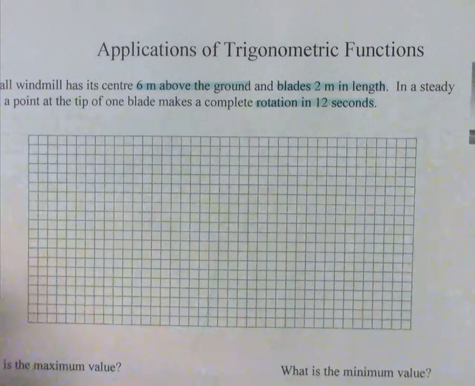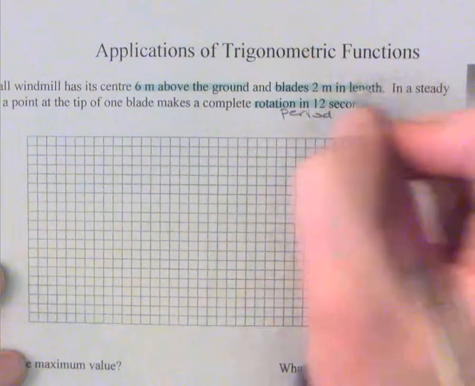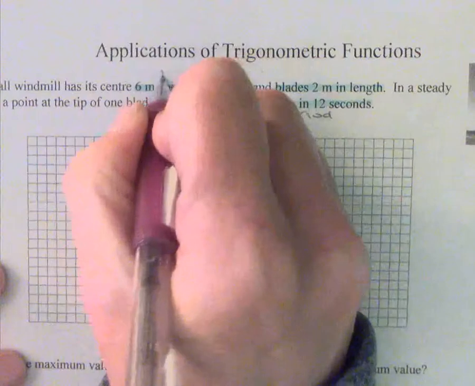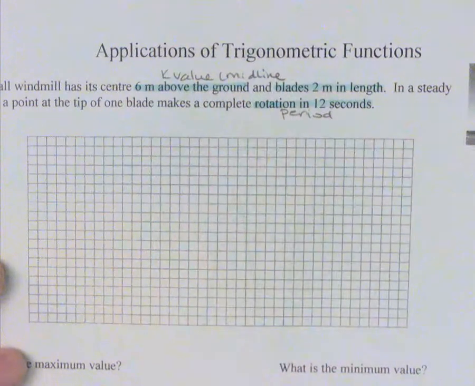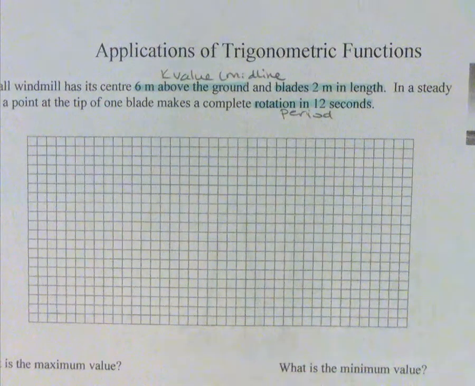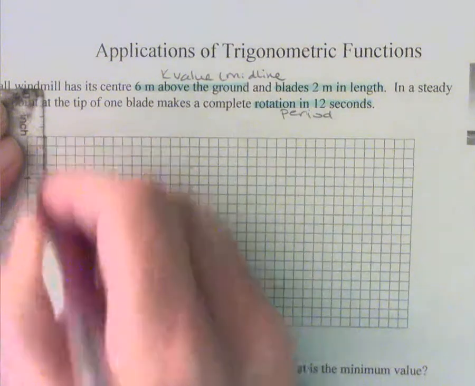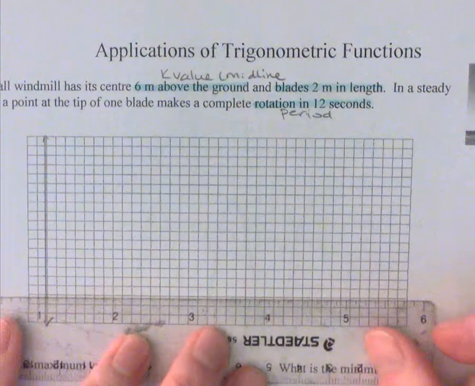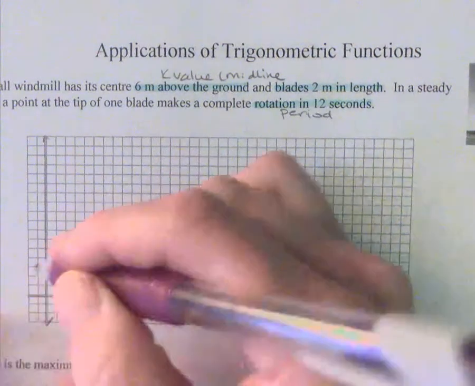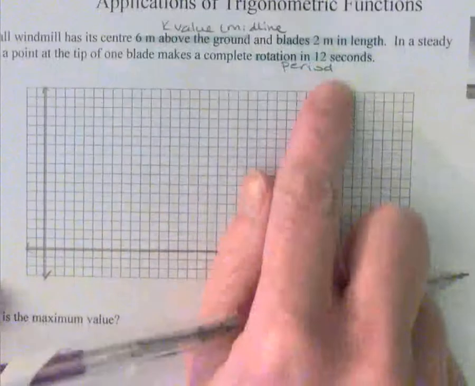So the complete rotation in 12 seconds is my period. That's the length of my blade. This is my k value, which is my midline. So if I do this, I'm going to look at graphing this. I'm going to put in my height, and across here I'm going to put in my time. My rotation is every 12 seconds.